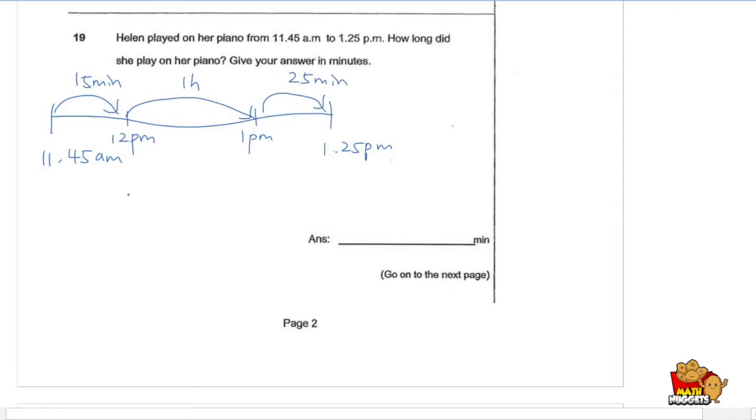So if we were to add everything up, they want it in minutes. Okay, so please take note. 1 hour is equal to 60 minutes. So you just need to add everything up. 60 with the 25 with the 15 minutes. 6, 7, 8, 9, 10. So all in all is 100 minutes.